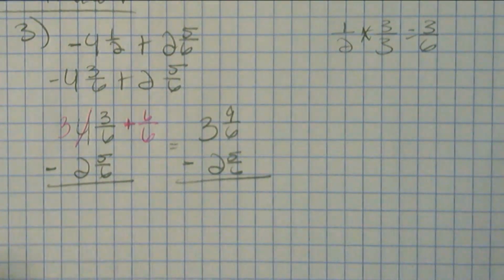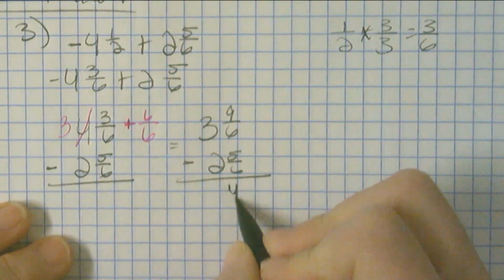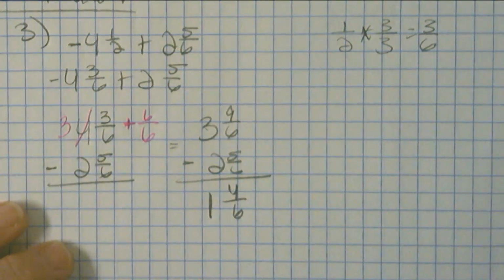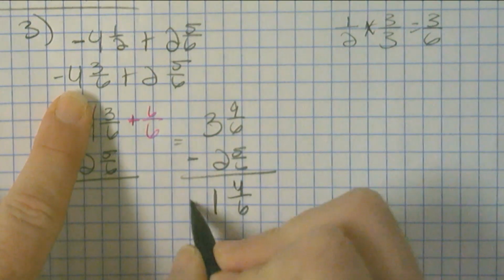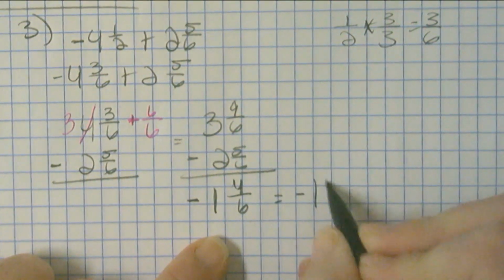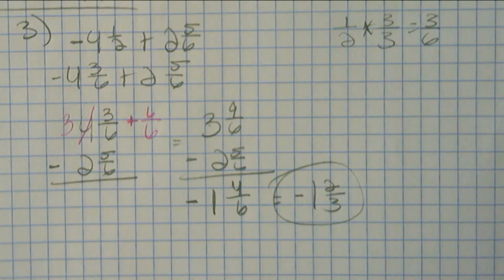And now I'm going to go ahead and do that subtraction. 9/6 minus 5/6 is 4/6. 3 minus 2 is 1. My greater absolute value is negative, so this has to be a negative, and I can simplify 4/6, so that's -1 and 2/3. I hope that's what I told you the answer was.